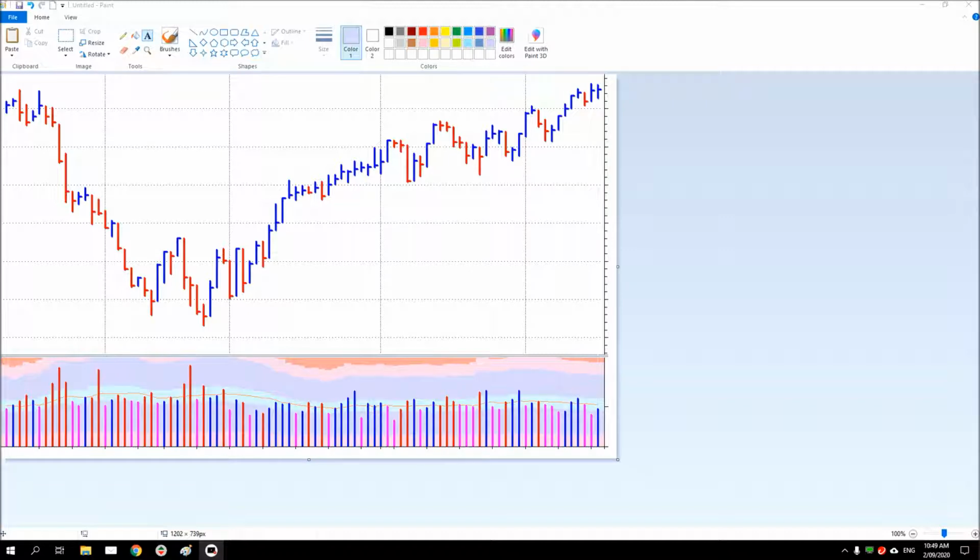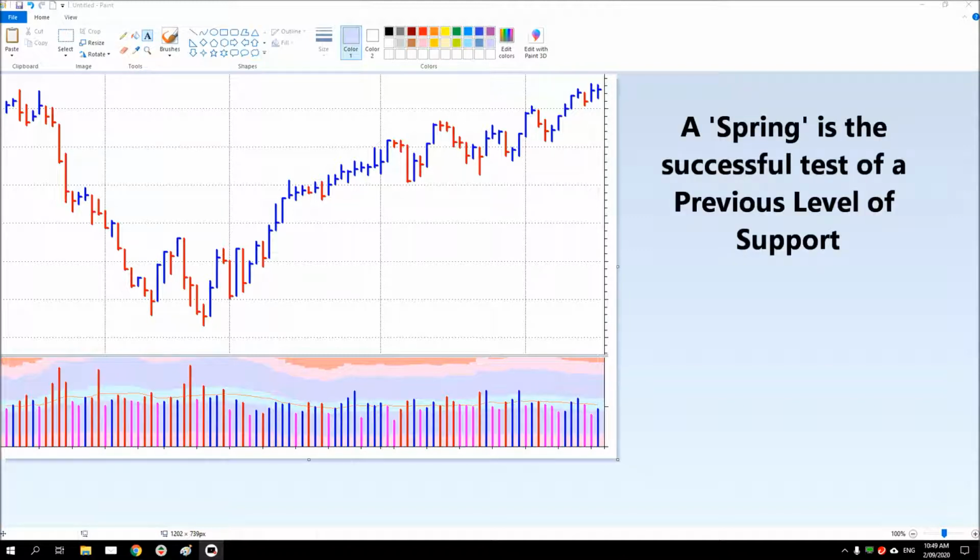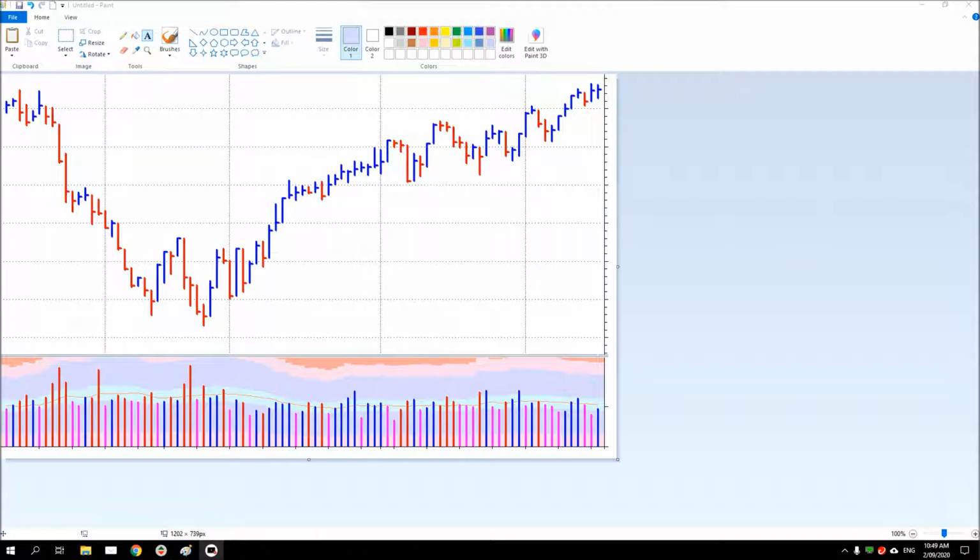This week I thought we'd look at a principle called the spring. Now, a spring is a successful test of previous support level. When you see support come in and price comes back and retests that area for strength, if it's successful, it's considered the market maybe on a springboard, ready to bounce higher. In some ways, it's a confirmation that the market is prepared to back a stock and push it higher.